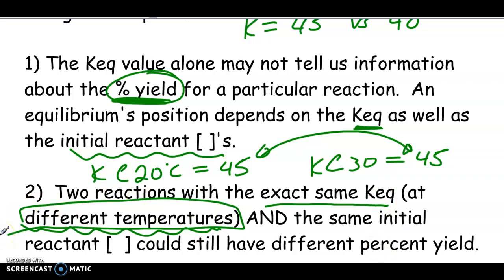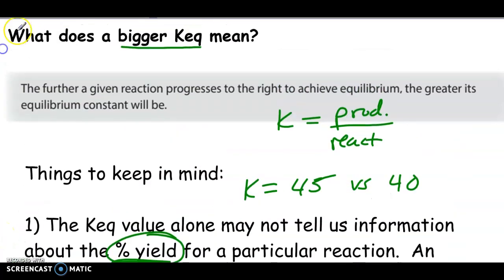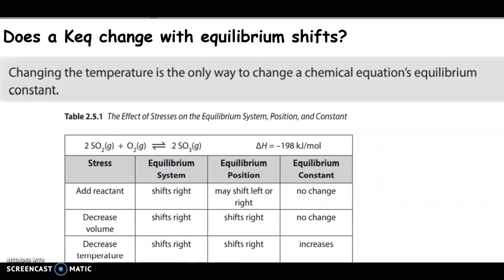You can make this assumption if you're comparing the same reaction at different temperatures. If you have different temperatures for different reactions with the same K value, that's not going to be enough to tell you the information about the percent yield either. So just keep in mind that the K doesn't really give us everything, is the bottom line.